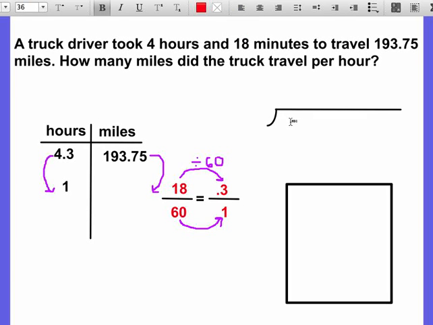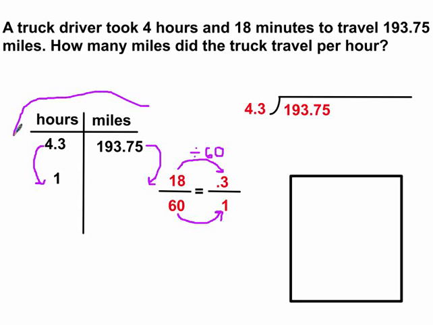I'll work in red. So we have 193.75 divided by 4.3. People often get confused what to do with the decimal here. Do I just treat this like 43 and do 193.75 divided by 43? Well, as you see in this table over here, these two numbers are in ratio to each other, 4.3 and 193.75. So dividing by a decimal can be pretty tricky.